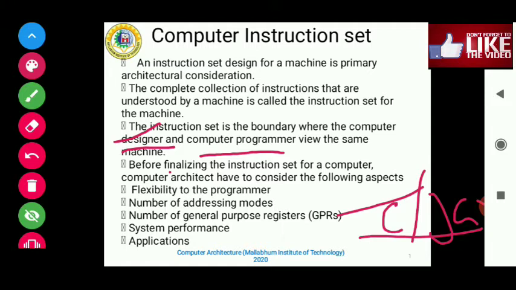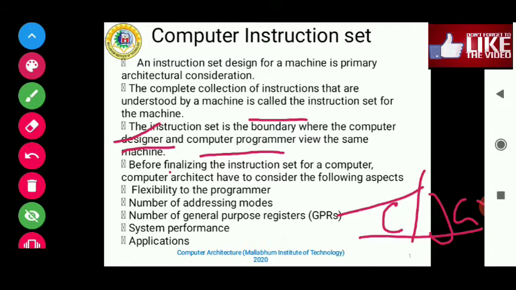The instruction set is the boundary, so that is the boundary. It is the boundary where the computer designer and the computer programmer actually see the same machine. Okay, the machine is actually visible to the programmer as the set of instructions. A programmer actually sees the machine as a set of instructions, and the computer architect who designs the computer actually designs the instruction set. Okay, so this is the boundary.